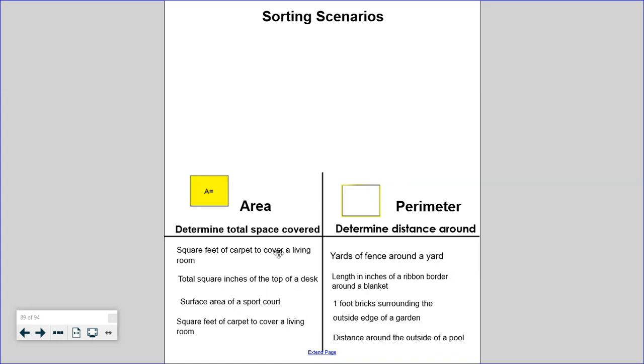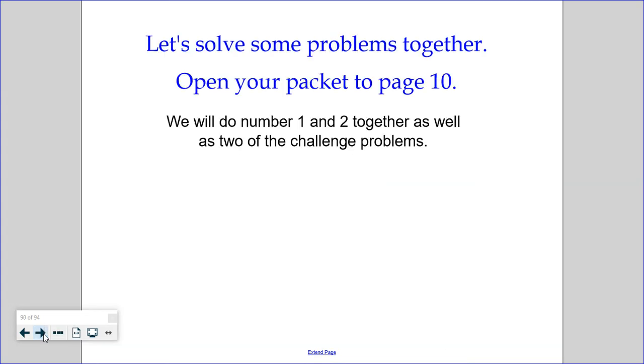Did you notice some patterns in the words you were hearing? I hope you did. Okay, so let's do some problems together. I'm going to have you open your packet to page 10, and we're going to do the first two on this page together, and then we'll do two of the challenge problems together after that. If you need a minute to grab that, go ahead and pause, go find it, and then restart the video.